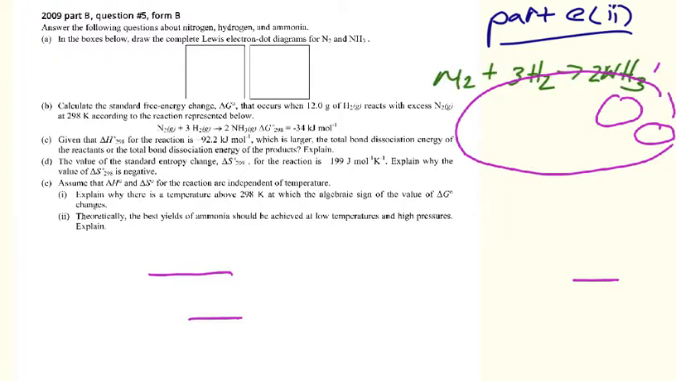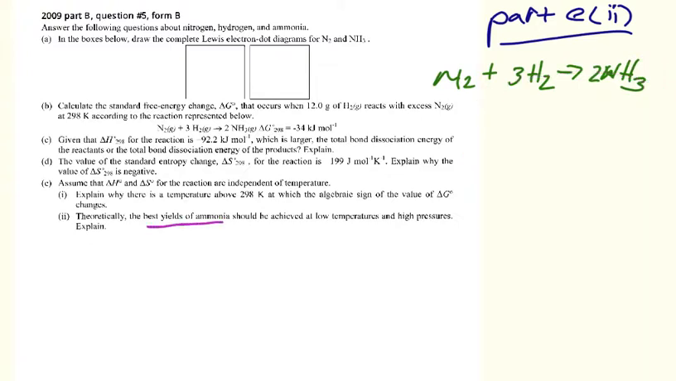E part 2 wants to know why the best yields of ammonia should be achieved at low temperatures and high pressures. Explain. And you remember that actually this is the Haber process. It's one of the ones that was used to identify how Le Chatelier's principle works. And if we're changing the temperature and changing the pressure, it's probably going to shift the equilibrium. So it's really an equilibrium question. But as we saw in previous questions, it's really hard to separate equilibrium from thermodynamics. So let's tackle the temperature first.